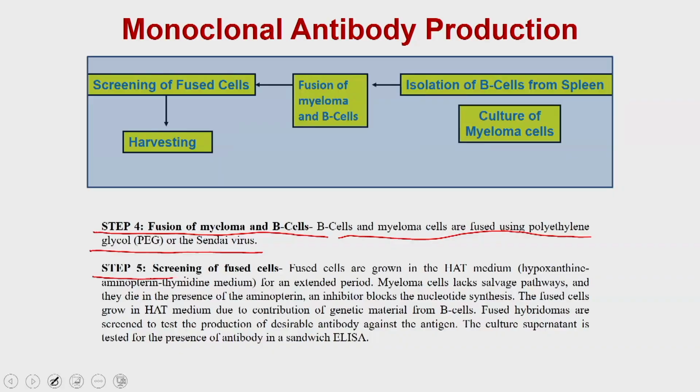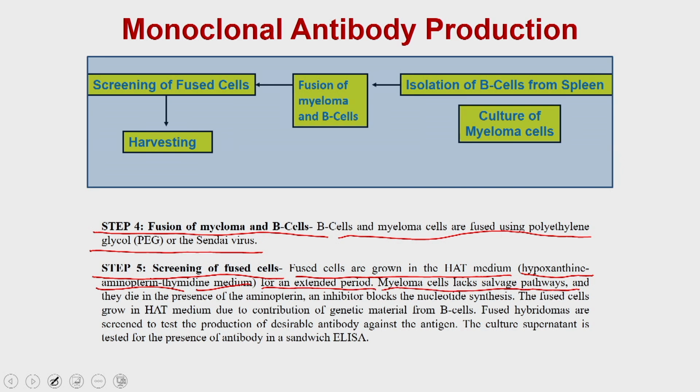Then step 5, you are going to do the screening. The fused cells are grown in the HAT media. The HAT media contains hypoxanthine, aminopterin and thymidine for an extended period of time. Myeloma cells lack the salvage pathway, so that is a problem.